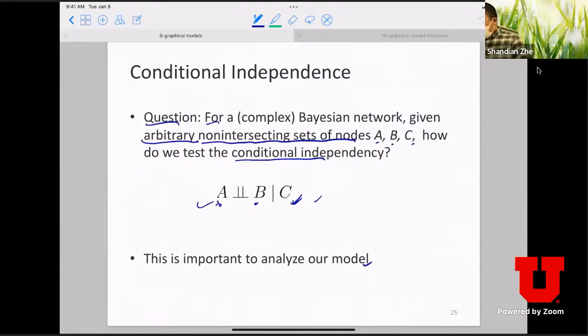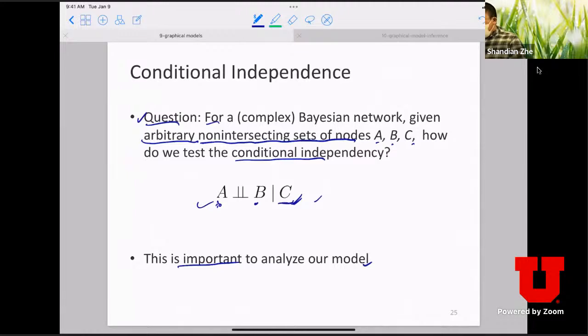And then we talked about a question. For a complex Bayesian network, given arbitrary non-intersecting sets of nodes A, B, and C, which are 3 sets of nodes or random variables, we want to ask whether, conditioned on the variables in C, A and B are independent or not. This is not a trivial problem, but it does reflect the underlying properties of your graphical model.